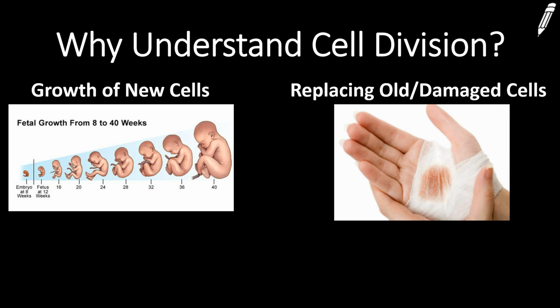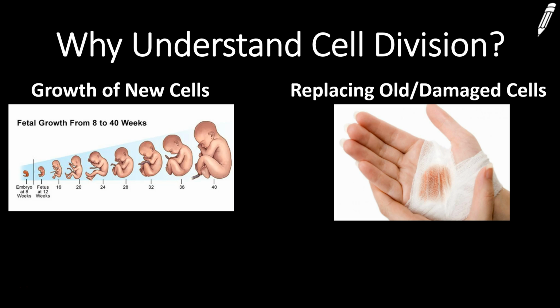Number 2, it's to replace old or damaged cells. Just like a car, if you take good care of your car, just by using it, you're still going to get damage from it. Even if you take good care of yourself, your cells are still going to get damaged to the point where they need to be replaced. So your body's going to replace your cells by cell division.